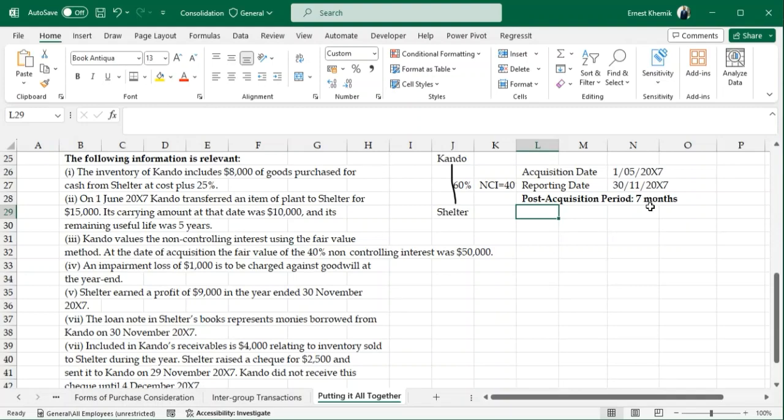So any amount that we are going to include in our consolidation will be the amount for 7 months only. That's what I'm talking about, for 7 months only. All right, so this is our group structure.